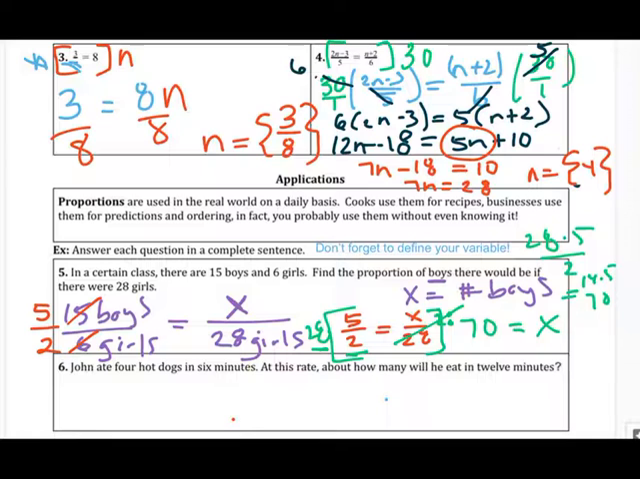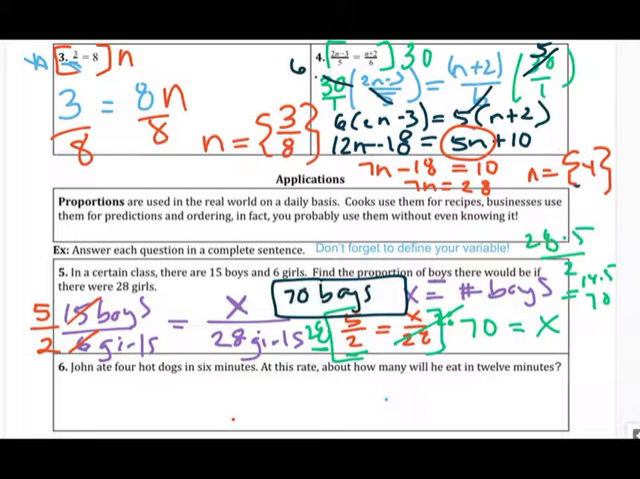Now, the question didn't ask you what is the value of x. In fact, there isn't an x in the original question. It asks you to find the number of boys that there would be if there were 28 girls. So the answer, and I'm going to try and make a box up here so you can see this. The answer to this question is 70 boys.